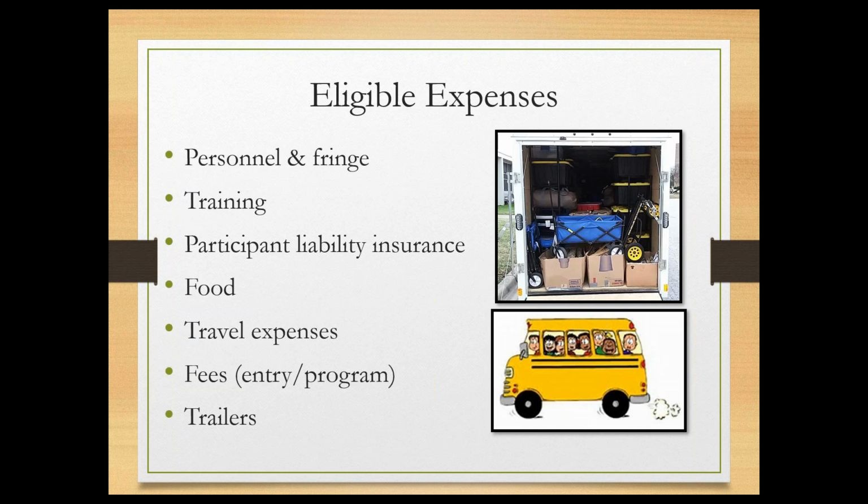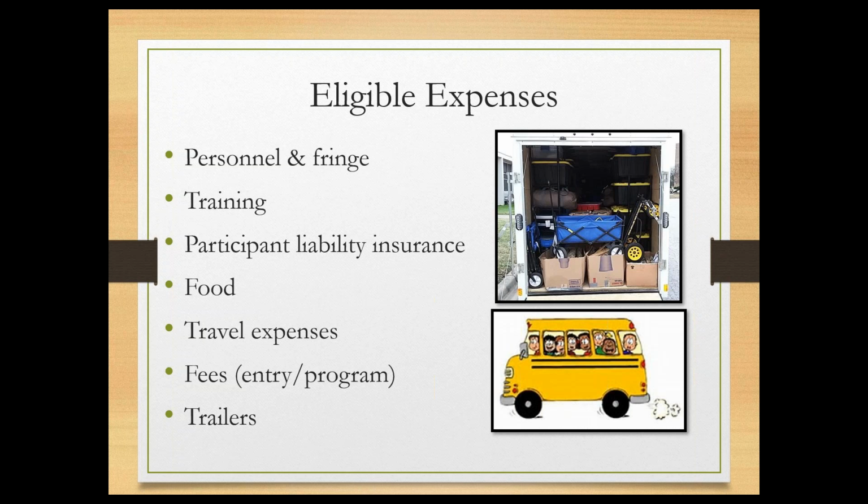Eligible expenses. So we can support personnel and fringe, training, participant liability insurance, food, travel expenses, fees, and that could be camp entry fees, program entry fees, all of that kind of thing, and then trailers. All allowable and disallowed expenses are listed on pages 10 through 13 in your program guidance. And I'll go over each one of these with a little bit more detail.